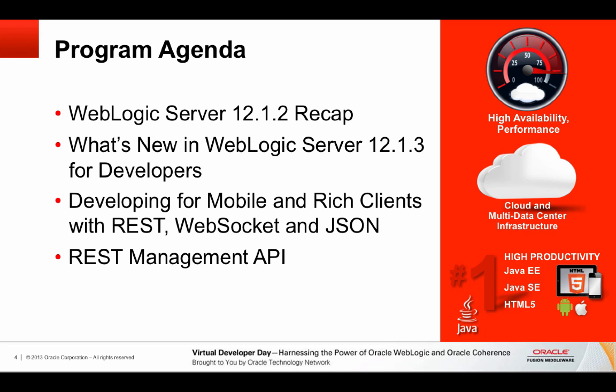I'm going to cover a couple of different areas. First off, I'd like to talk about WebLogic Server 12.1.2 and do a brief recap on the currently available production release of WebLogic Server. I'll then look at some of the new features and capabilities we have as part of WebLogic Server 12.1.3 and particularly how they relate to people doing development. I'll then look at how some of those new features can be useful for supporting the development of back-end services for mobile and rich clients. And then finally I'll conclude with a brief touch on the REST management API updates we've performed inside the product.